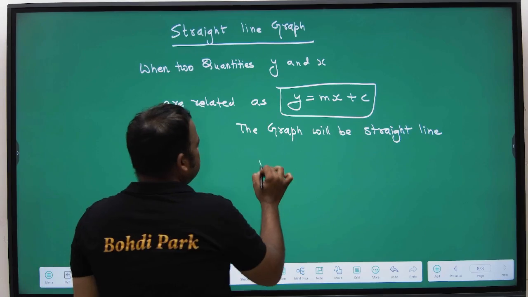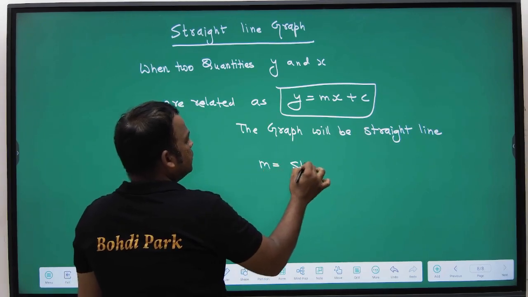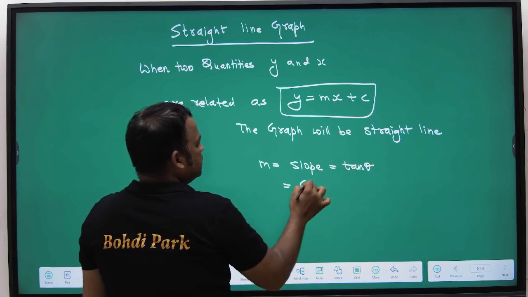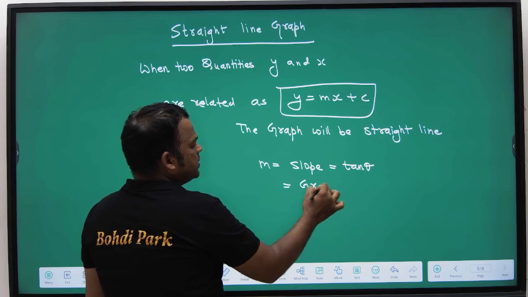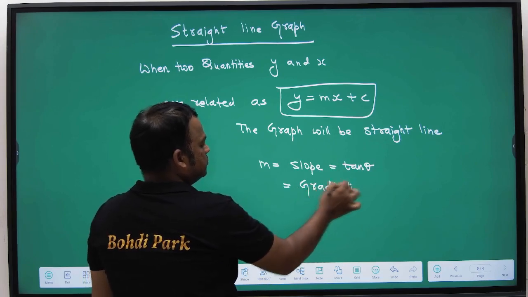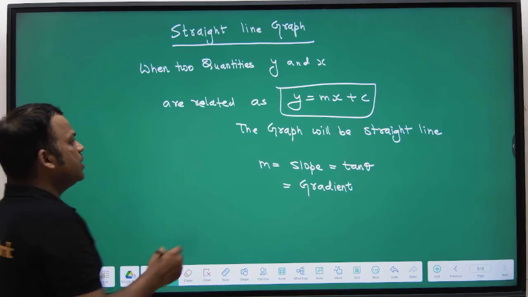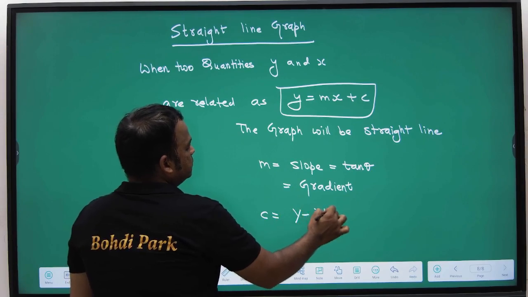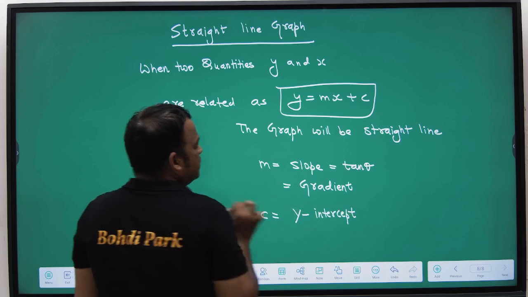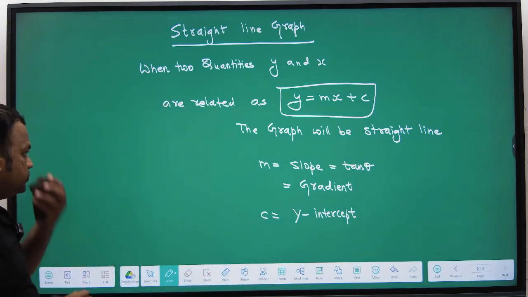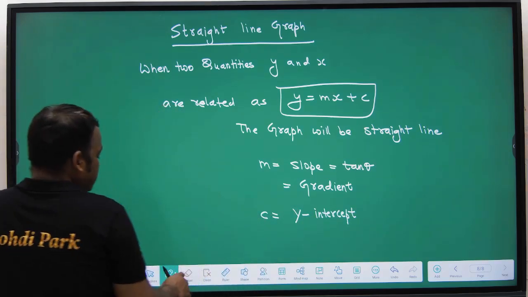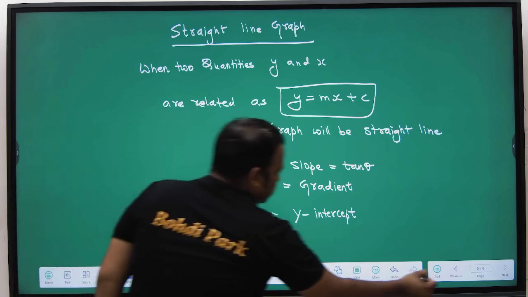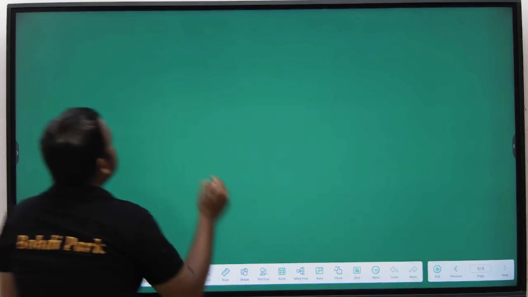What is m here? m is called slope or tan theta. Another word for slope is gradient. And what is c here? c is y intercept. Let's discuss what is the meaning of slope and what is the meaning of y intercept. So let's consider some straight lines first.